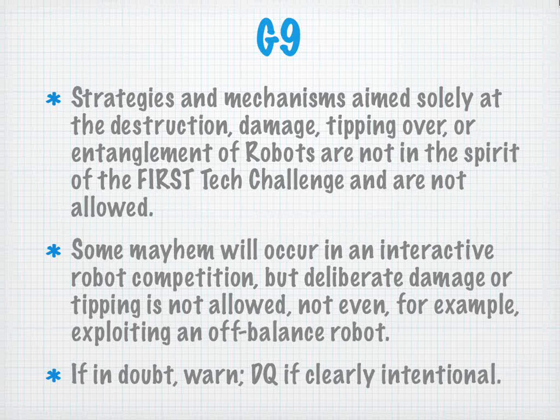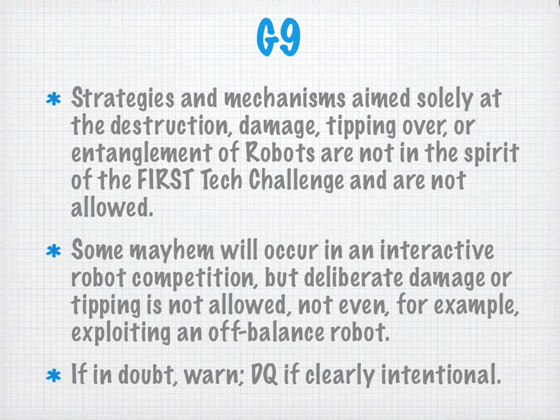An example of a borderline case of that: suppose there's a red robot that for whatever reason has lost its balance, it hit a bump and it's a little bit tilty. A blue robot can't come in and bump that robot and knock it over. That's intentional tipping. Even though the red robot sort of put itself in a precarious position, it's against the rules for the blue robot to exploit that and tip the robot over.